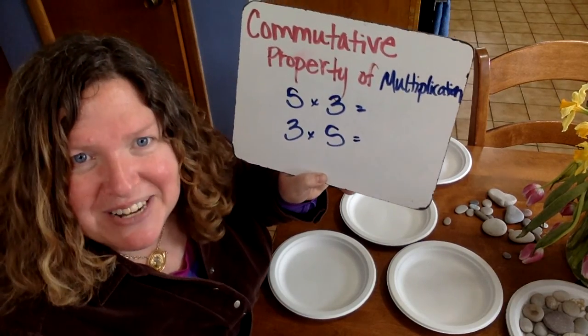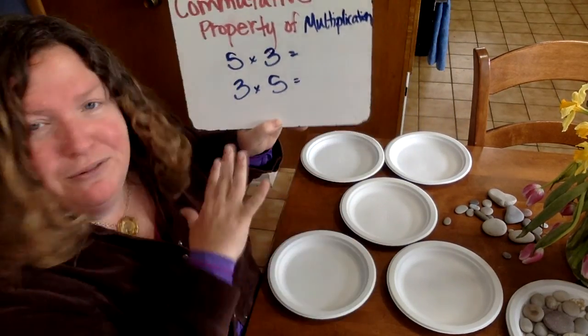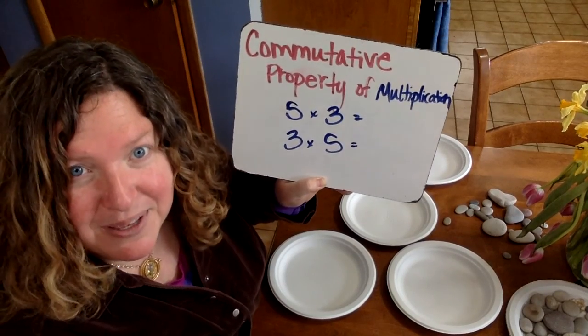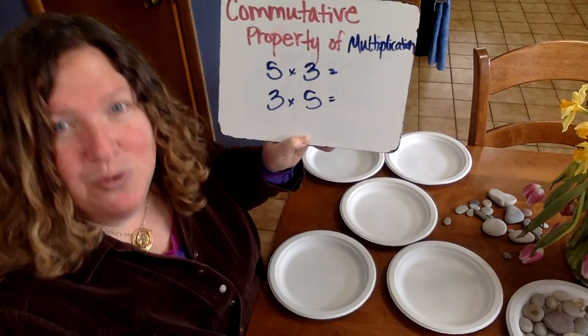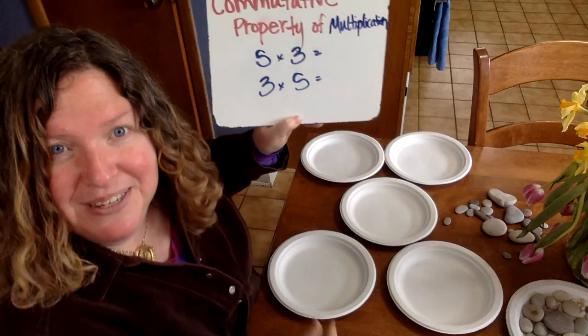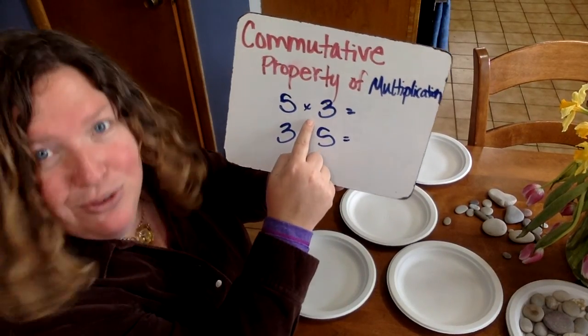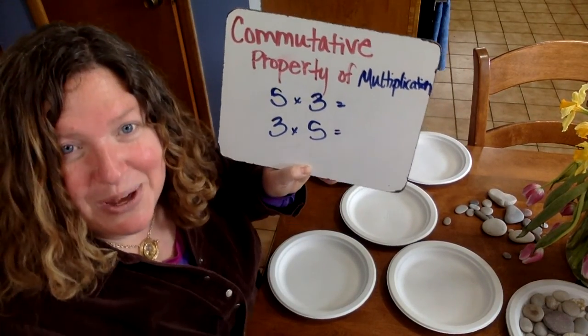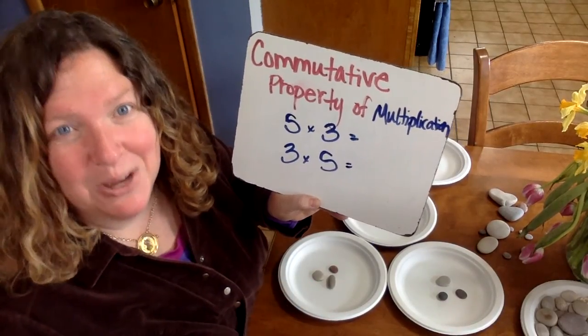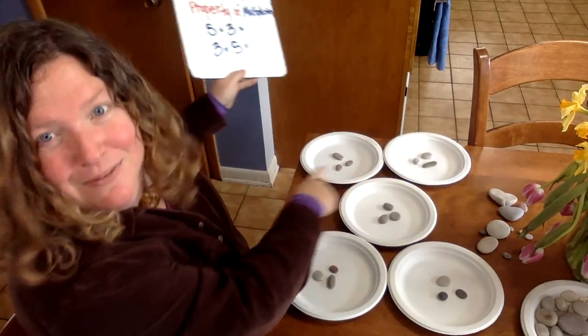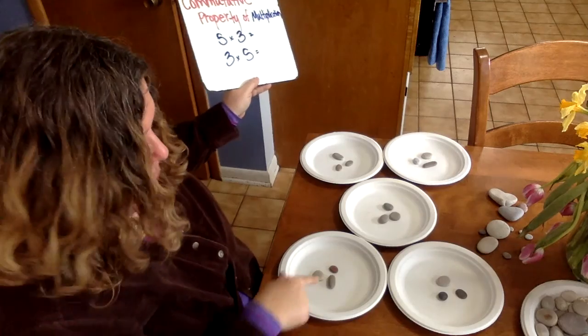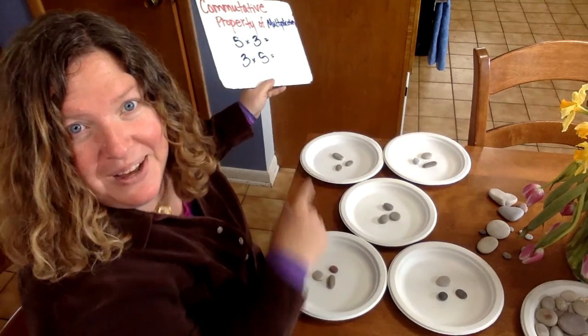What are they called? Smarties was requested one time. So find something that you have a number of and model this out with me. So get 5 groups, just like I've got, and put 3 of something in each one. Okay, I hope you did. Here's my 5 groups, and in each of those is 3 rocks.